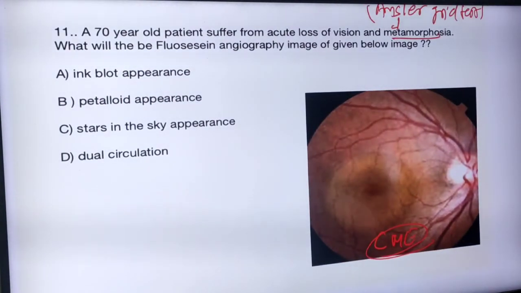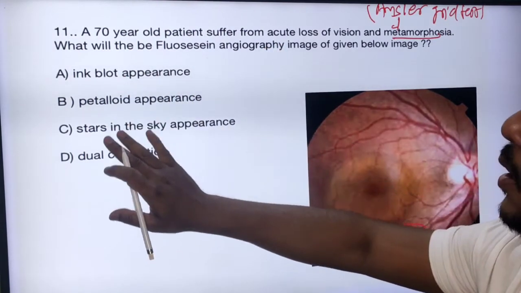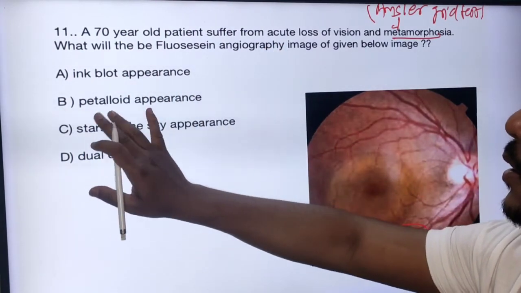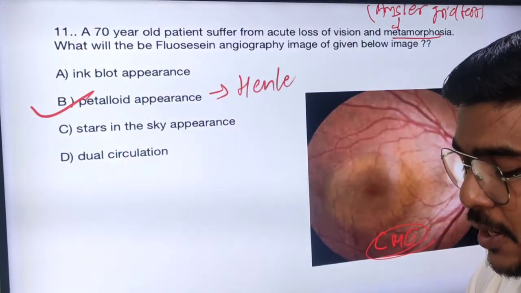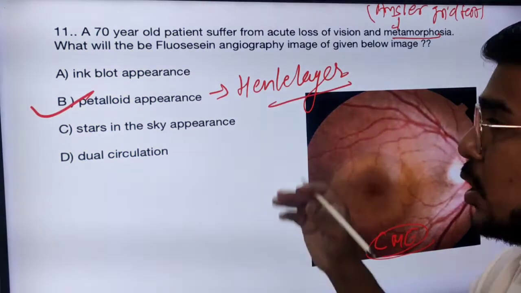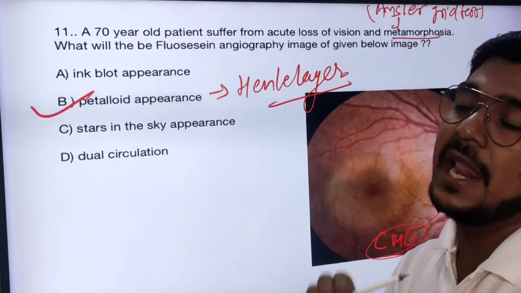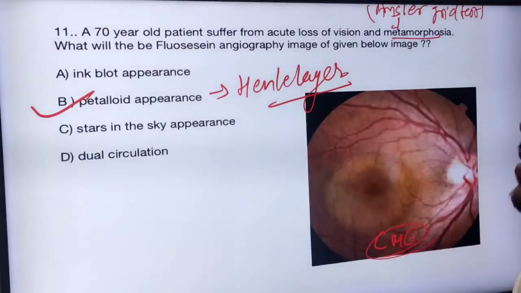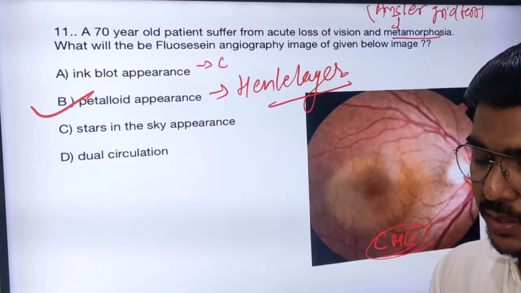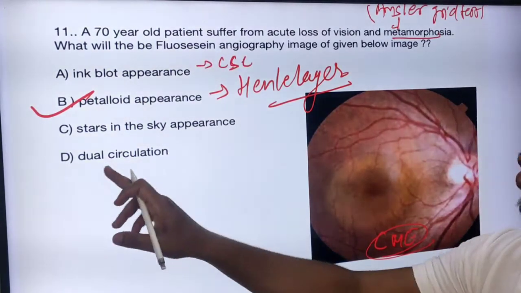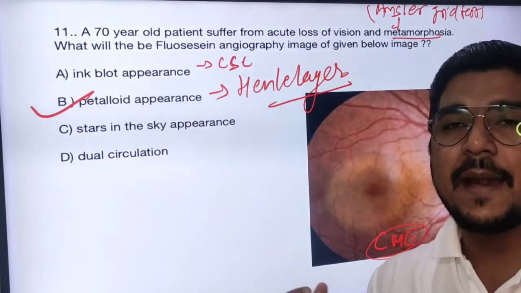In this macular edema, when you do the fluorescein angiography, you will find a petalloid appearance, because of the Henle layer only. So they can ask you why there is a petalloid appearance in this CME: because of the Henle layer. The ink blot appearance is seen in CSC, central serous chorioretinopathy. Dual circulation is a feature of some tumors or abnormal mass.